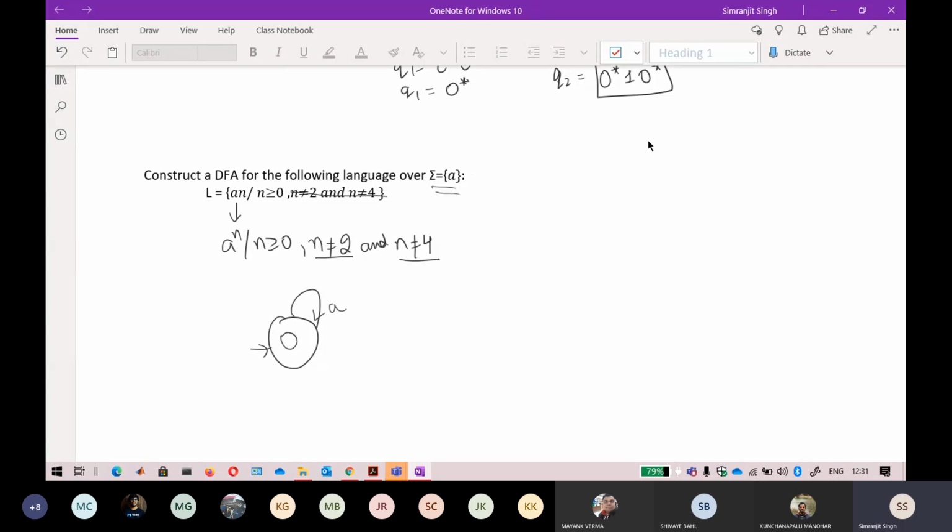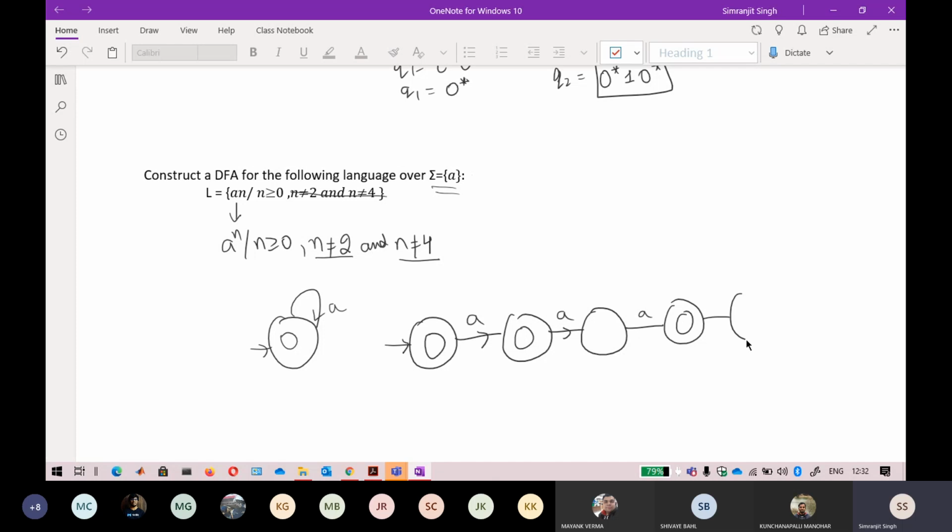Well, I think Mayank got the absolutely right answer. Epsilon will also be in this one because n is greater than or equal to 0. So this is your final state, and a1 is also accepted. At a2 you should not get accepted. So 2 a's should not get accepted, and 4 a's: 1, 2, 3 and 4. The second a as well as the fourth a should not get accepted. After that, any number of a's should get accepted. So this will be your answer.